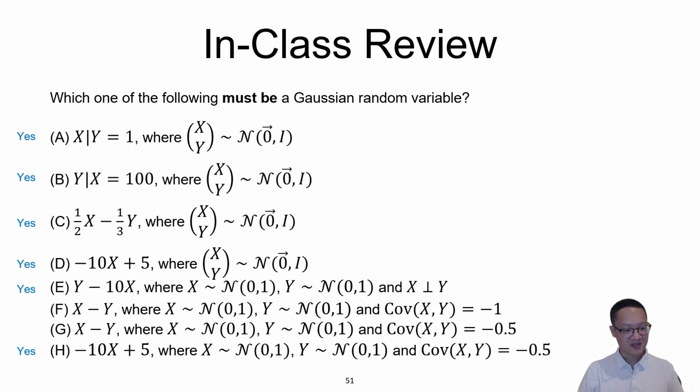Next we're going to look at G. The answer to G is no, this is not necessarily a Gaussian random variable. Here we're given that X and Y are individually Gaussian, so they may not be jointly Gaussian. If they were jointly Gaussian, then X minus Y would be Gaussian because that would just be a linear transformation. The jointly Gaussian condition is the key here. If two variables are Gaussian but not necessarily jointly Gaussian, and in this case they're not independent because they have some covariance, a linear combination of them may not be Gaussian in general. That's why the answer to G is no.